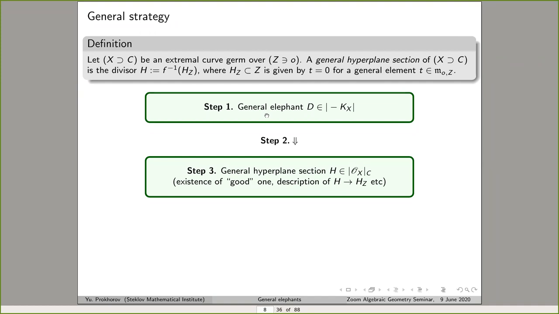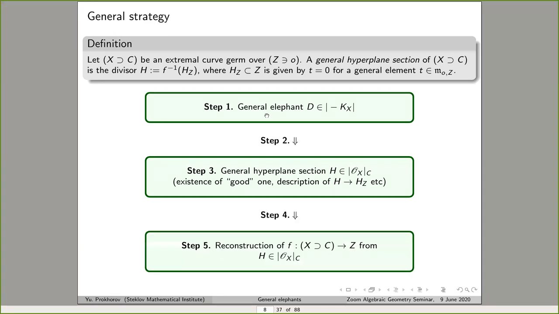Not just construct, but try to prove that we have a good one. And actually describe it together with the induced contraction to the base. And next, we should try to reconstruct our threefold from this H.